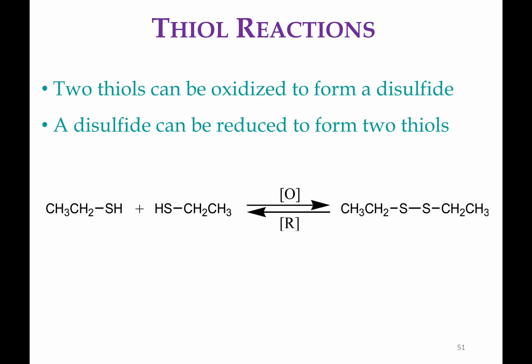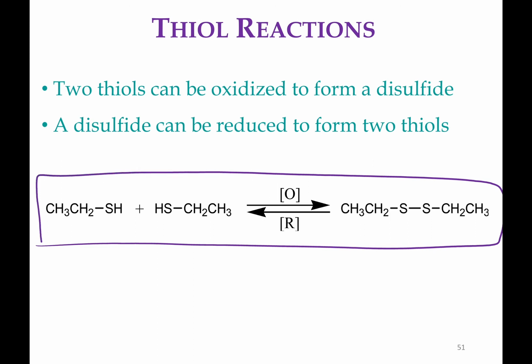Reactions for thiols. We don't have a ton of reactions, but this one is a very important reaction. You're going to see this again. So this is a thiol group, and this is a thiol group, and when we oxidize them, we get what's known as a disulfide. You may have heard of those when you're talking about biology. We talk about disulfide bonds and folding of our proteins.